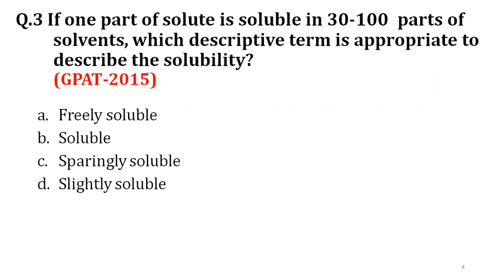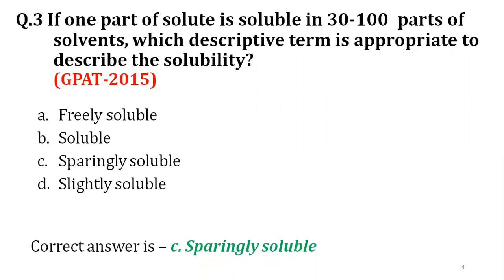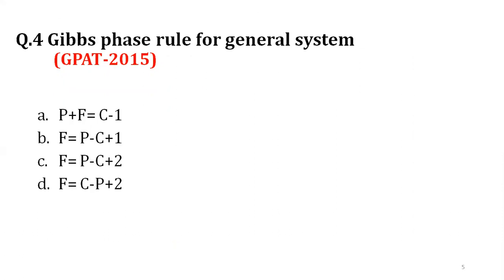Question number 3. If one part of the solute is soluble in 30 to 100 parts of the solvent, which descriptive term is appropriate to describe the solubility? This question was asked in GPAT 2015, and we also covered the same question in your previous video. Option A freely soluble, B soluble, C sparingly soluble, and D slightly soluble. As per the USP there are 7 classes, and the correct answer is option C, sparingly soluble.